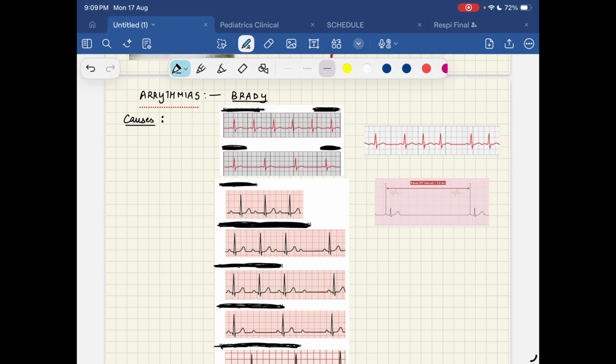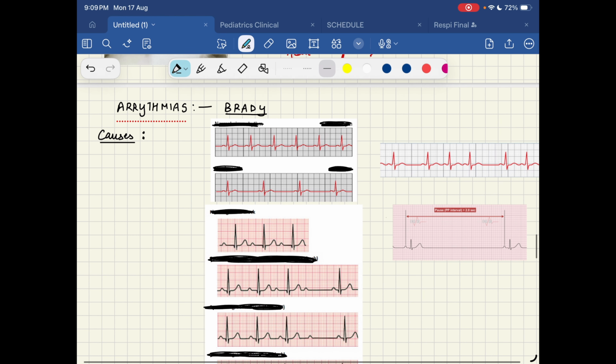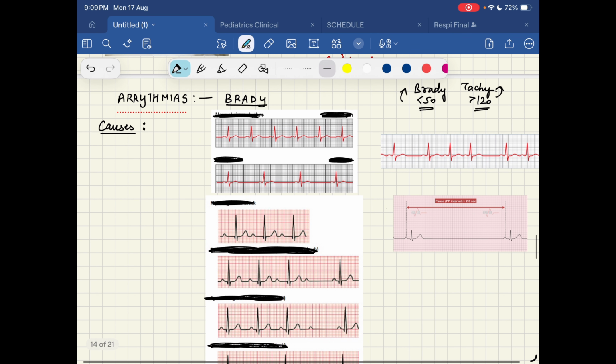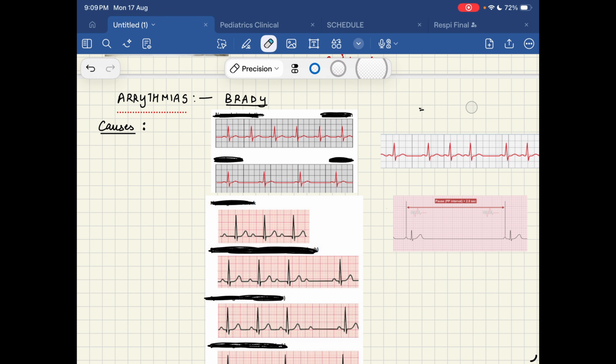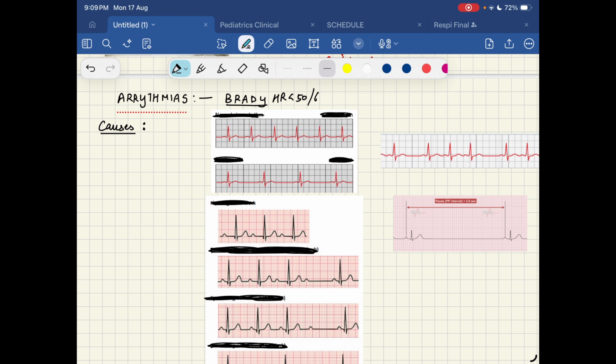So let's take a look at types of arrhythmias. In this video, I'll be discussing the bradyarrhythmias. What is bradyarrhythmia? There are two terminologies: one is brady and the other one is tachy. Whenever the heart rate drops below 50 and when the heart rate goes above 120, that is brady and tachy respectively. So the heart rate for bradyarrhythmias is going to be less than 50, or 60 in some cases, depending on what textbook you're reading.